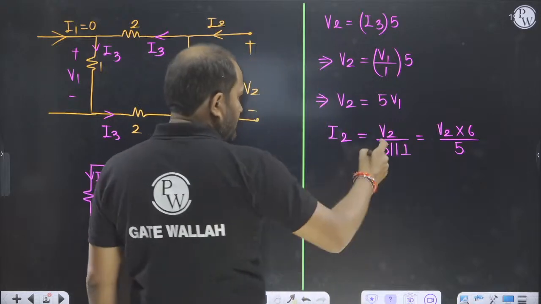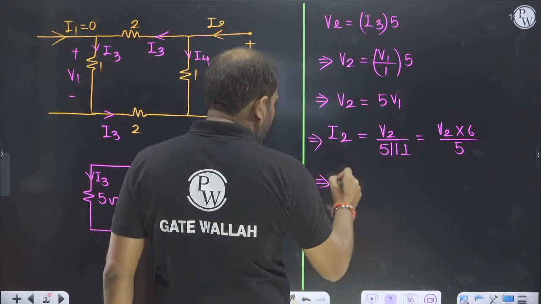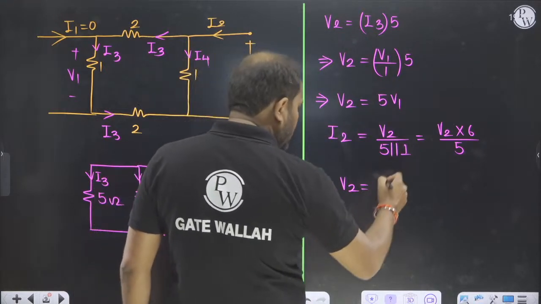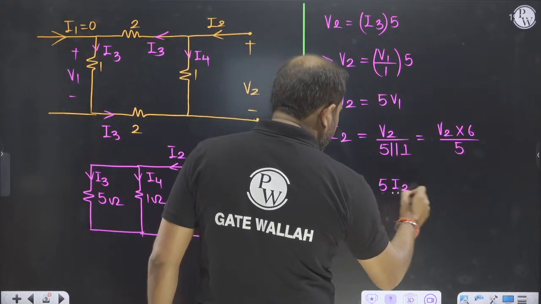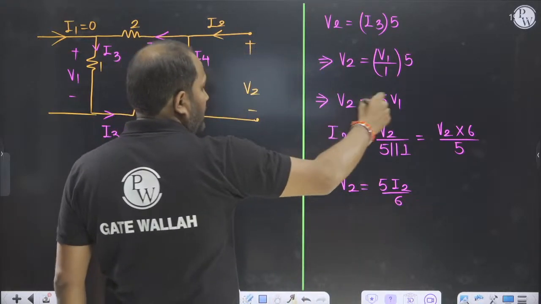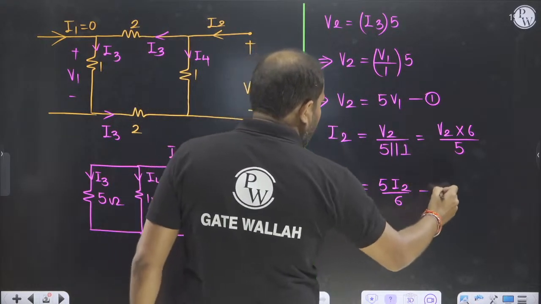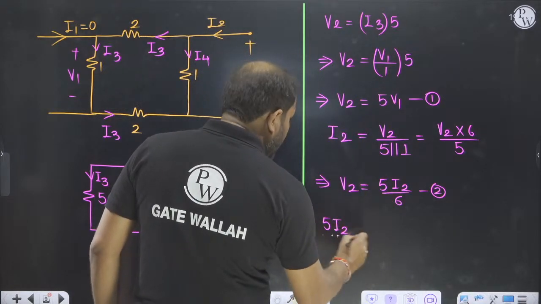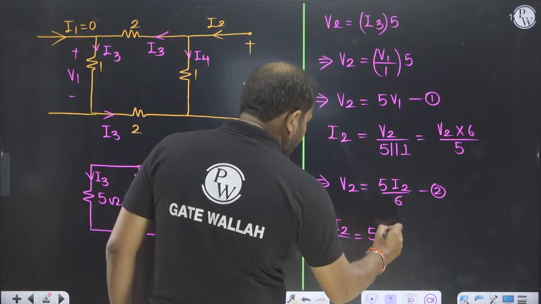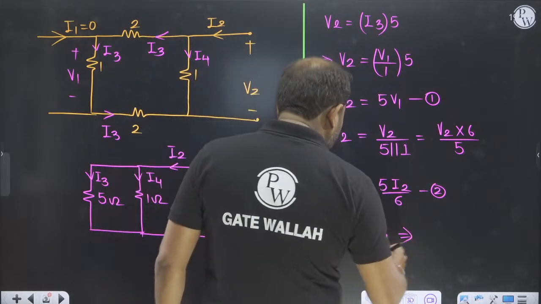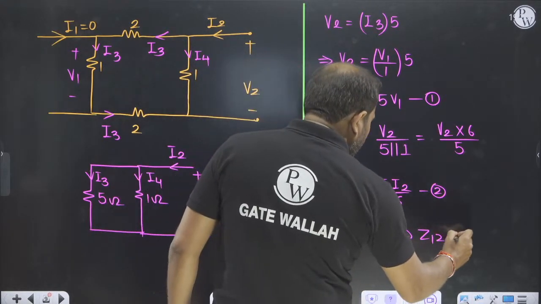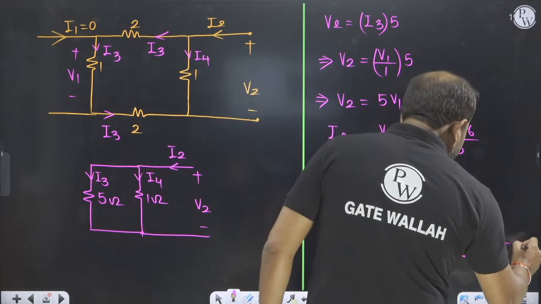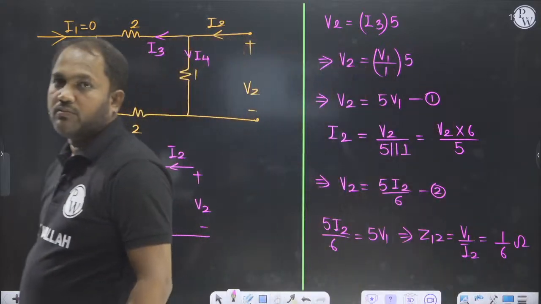Then we will find out V2 in terms of I2. So V2 is equal to 5 I2 divided by 6. I will put that in equation 1. So 5 I2 divided by 6 is equal to 5 V1. So I can find out V1 by I2: V1 by I2 is nothing but 1 by 6 ohm.